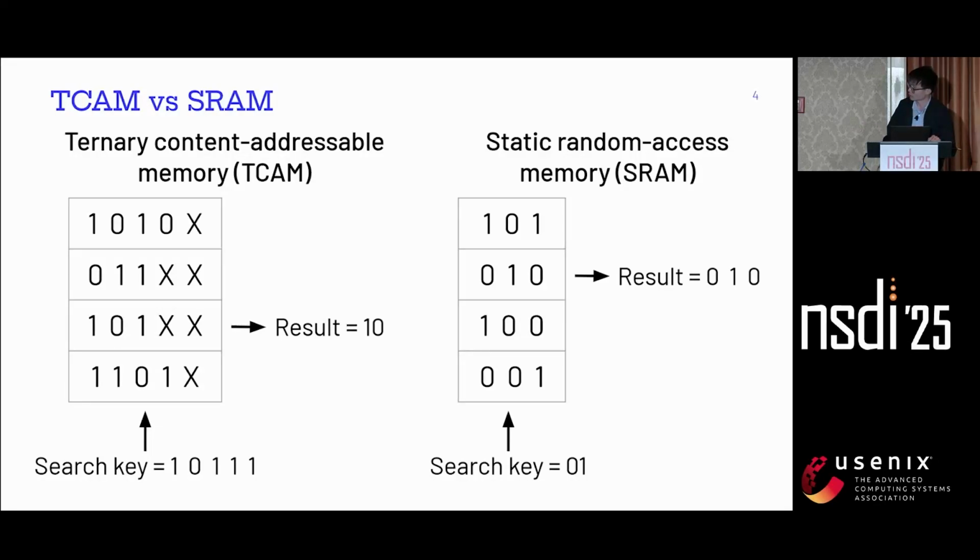For SRAM, your input would be the address. So if you're looking for the value at the first entry 01, you would go to the second row, and then you would simply return 010.